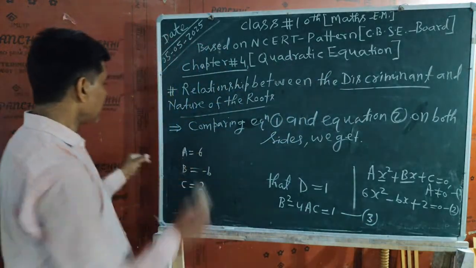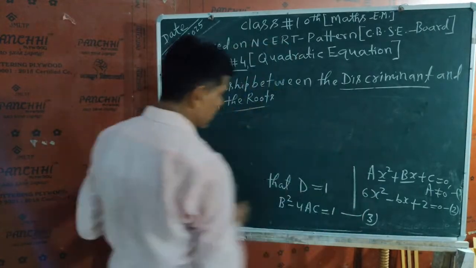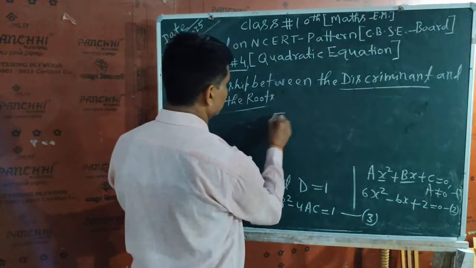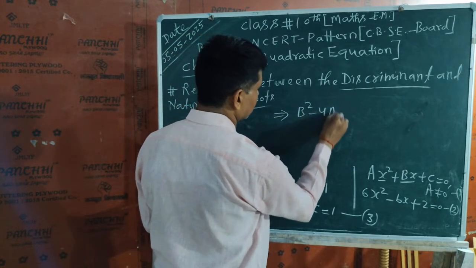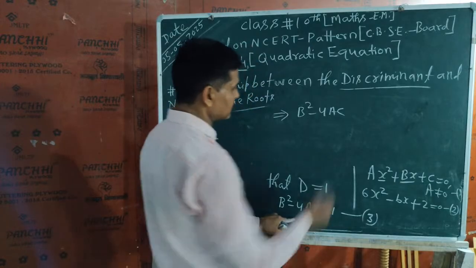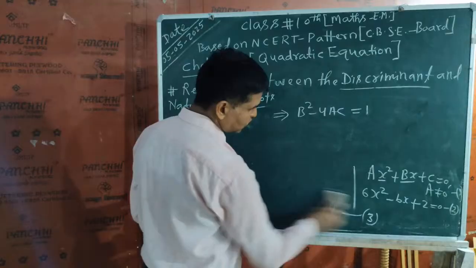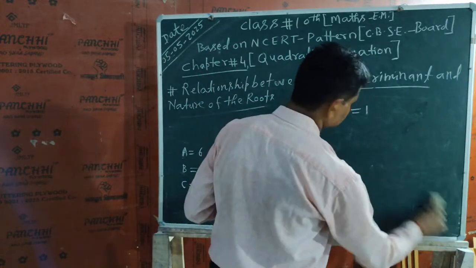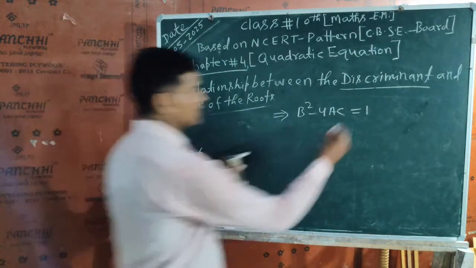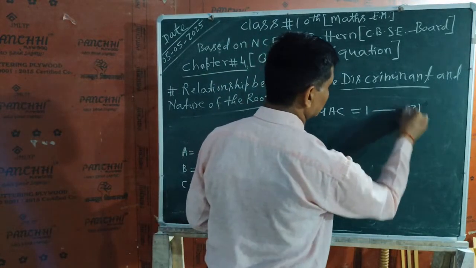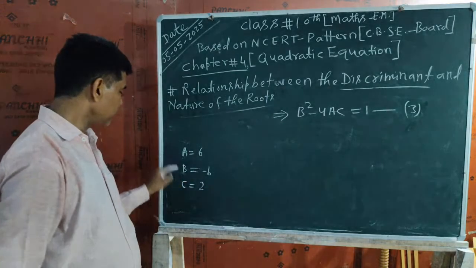Okay student, so further I am going to erase the above data. After erasing, again this information I will write on the top for further calculation. This is b square minus 4ac, which is written on the left hand side, and on the right hand side we take the 1. Okay student, so further I am going to erase. Now here in equation number 3 I have to put the value of A, B and C.